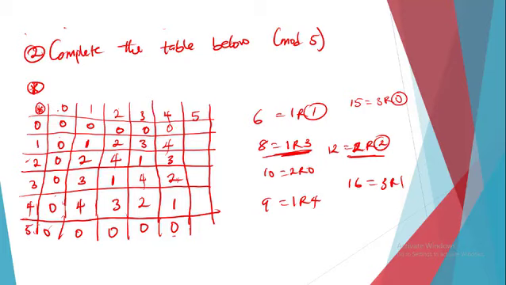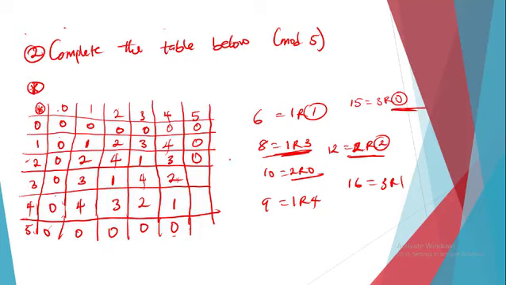Let's go back to 5. 0 times 5 is 0. 1 times 5 will give us 5. And 5 divided by 5 is 1 remainder 0. So we have here to be 0. 2 times 5 is 10. 10 is equal to what? 0. Remember here. Okay.